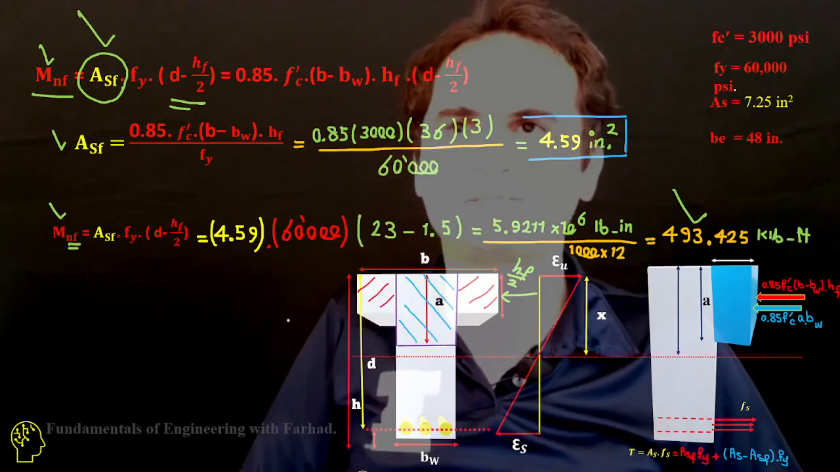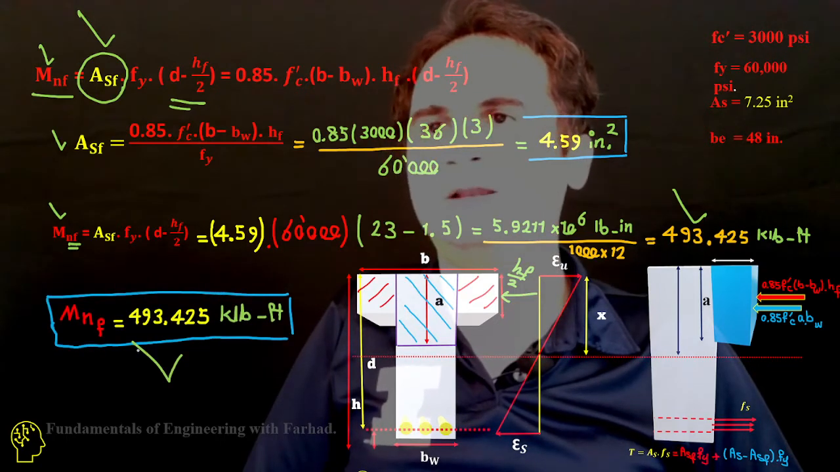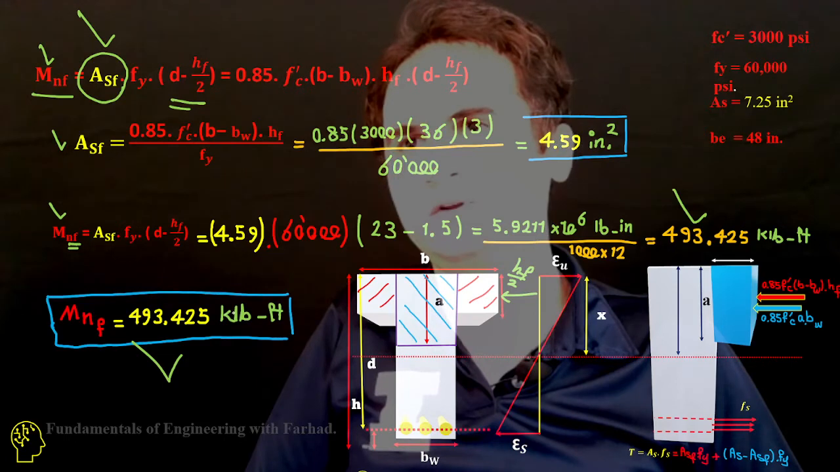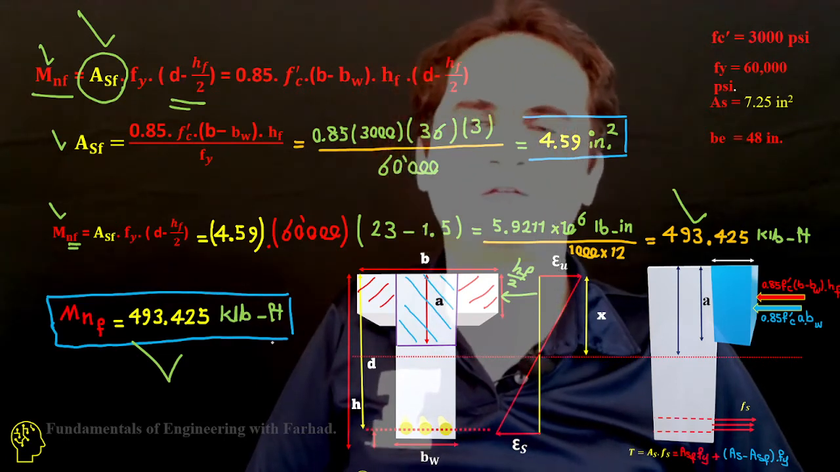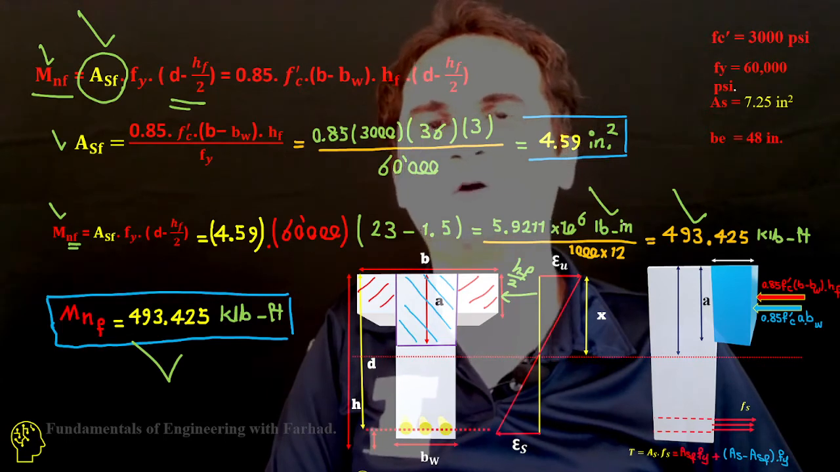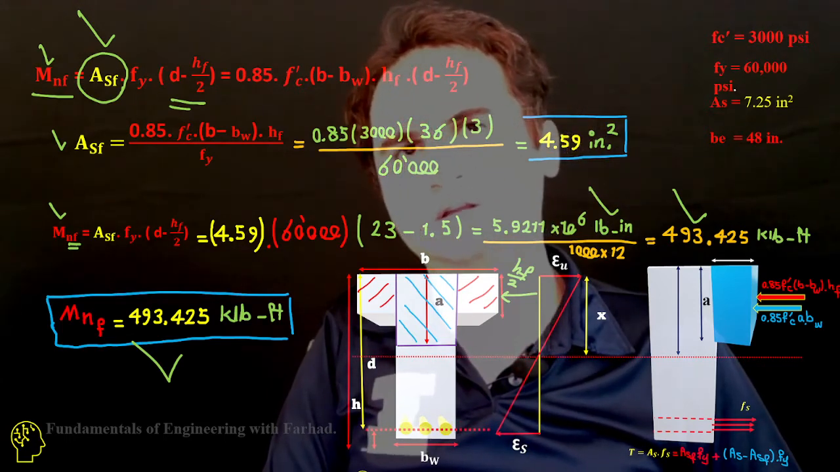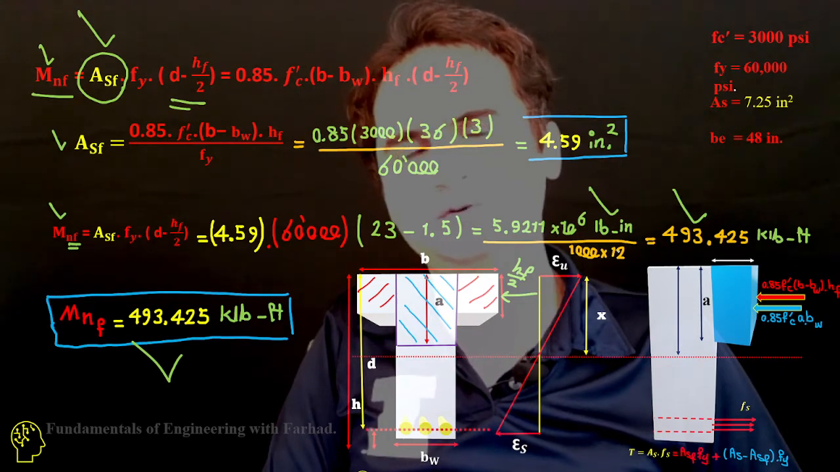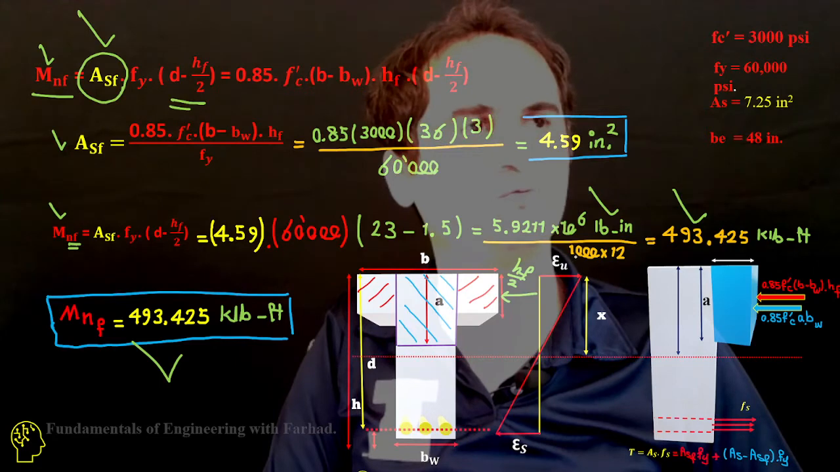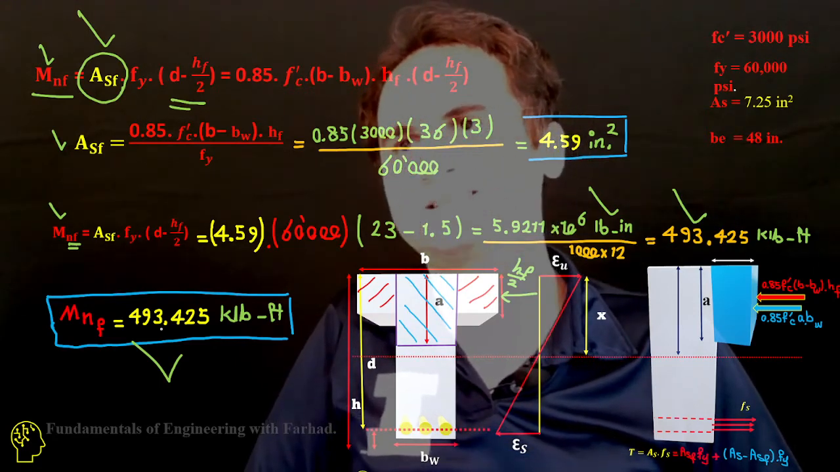So Mnf is 493.425 kilopound feet, and our calculation is based on pound times inch. If you convert it from inch to feet by dividing by 12, and convert it to kilo by dividing by 1000, that's kilopound feet, and that's this number.